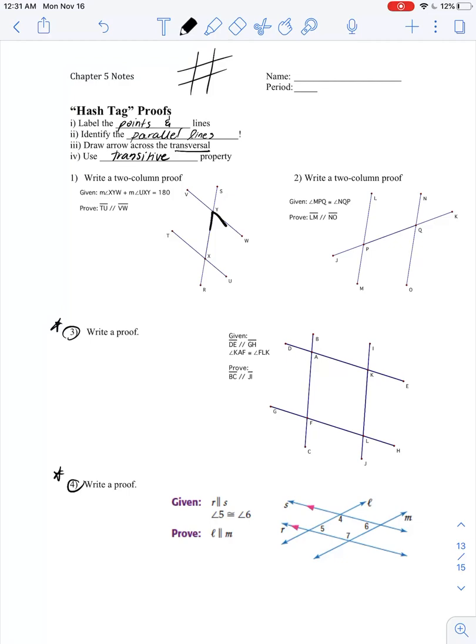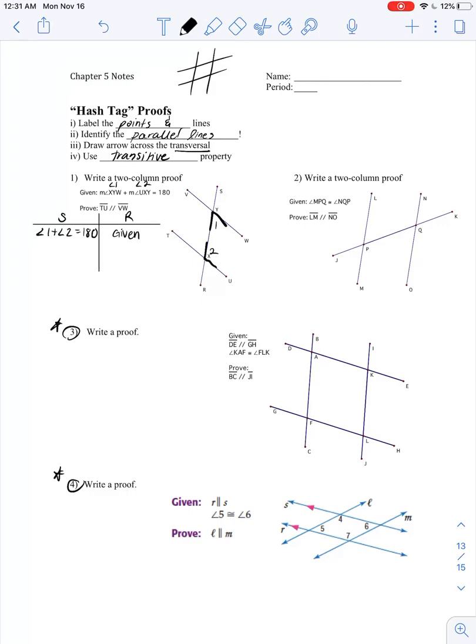So, looking at these first 2 examples, we are given that angle XYW, that's this angle here, plus UXY, this angle here, add up to 180. So I'm just going to number these. I'm going to call them angles 1 and 2. So I'm saying this is angle 1, this is angle 2. And it says to write a 2-column proof, and for these first 2 problems, they're only 2 steps. They're really straightforward. So start with our statement.